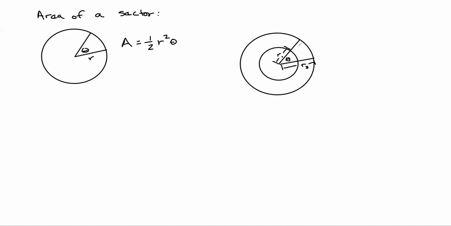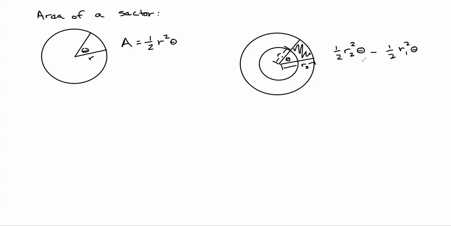All right, so the area for the big sector, the big piece of pizza, is going to be 1/2 R2 squared theta. It's 1/2 times the radius squared times theta. And then the area for the little piece of pizza that you're biting off is going to be 1/2 R1 squared theta. Since we want the piece between the two, take the big piece and subtract the little piece, and that will get you this.